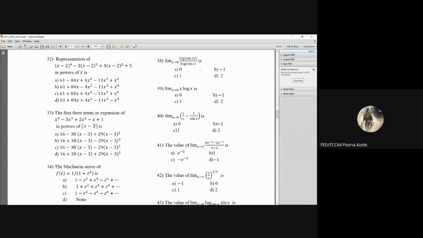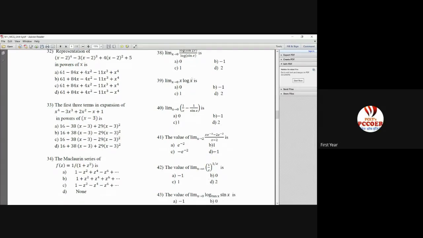Ma'am, sin x by x is equal to 1, so can we adjust that 2x, multiplying by 2? Not here in the denominator, not here, because it is log of sin 2x. Once you take the first derivative, you have to adjust. Okay. So what is the answer? 1. Yeah, correct. Okay. What is this form?